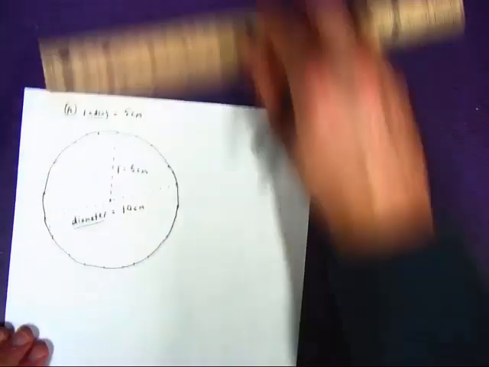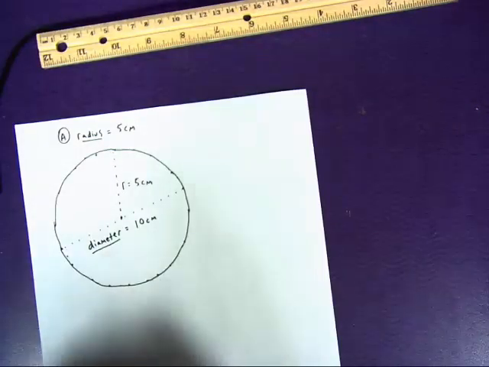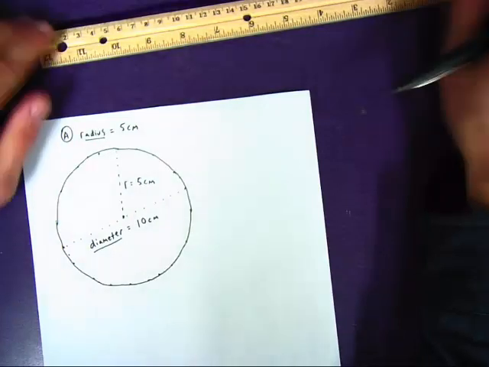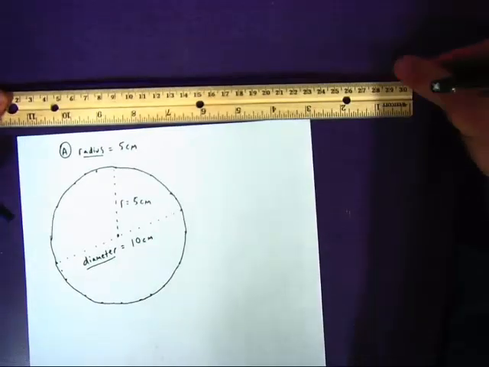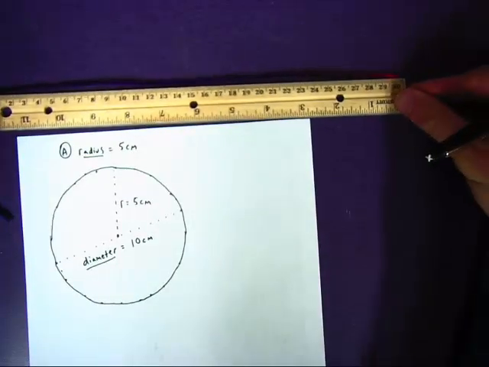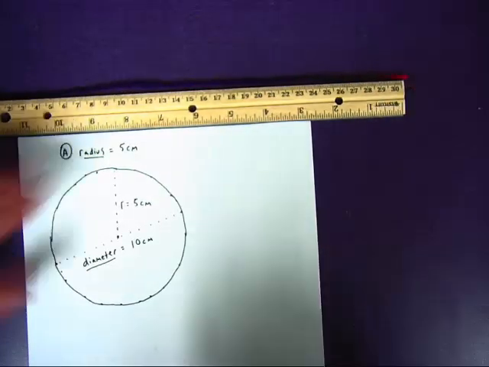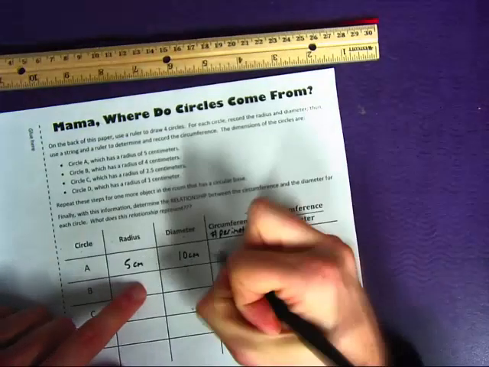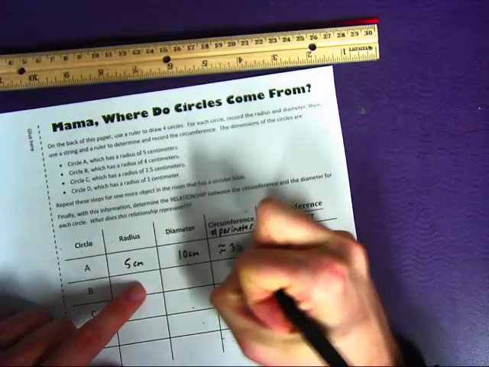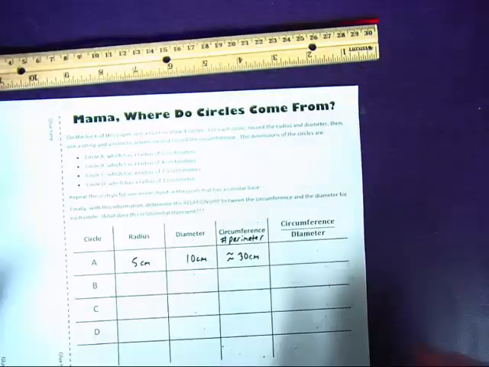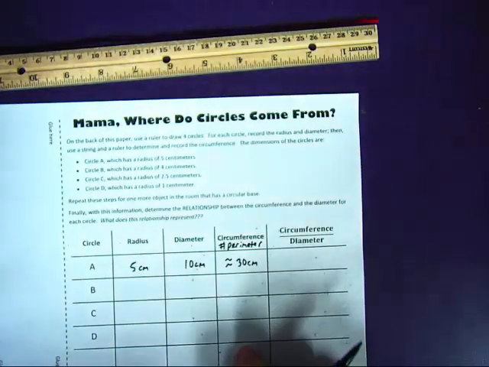Actually, maybe it should be a little bit longer. It's probably going to be close to 30. So for circumference, I'm going to say it's about 30 centimeters. And really, you're just trying to get as close as you possibly can on that.